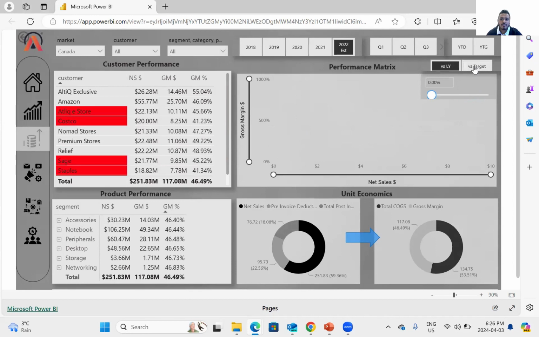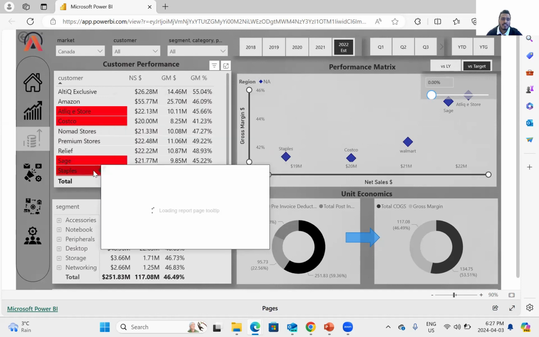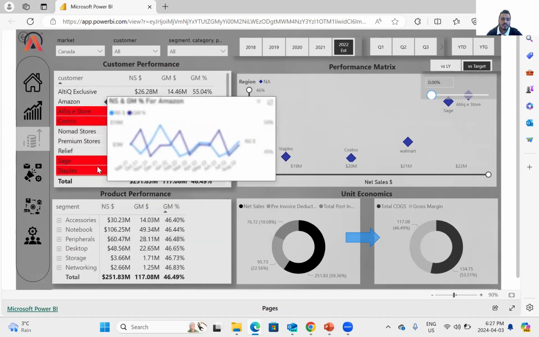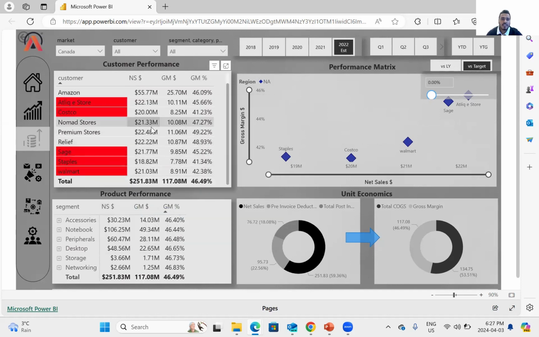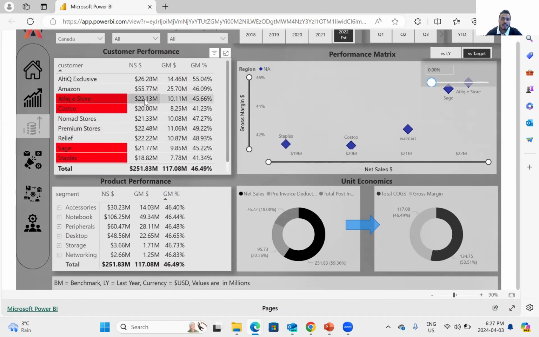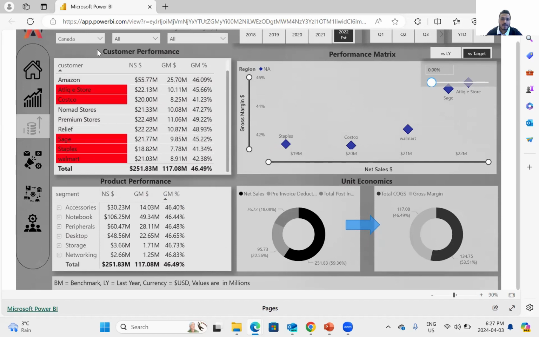Like in 2022 they gave the target, and you can see here, and I created this conditional formatting. I just created it in red, which means that these stores are not hitting the target. So that is why they are highlighted. For the Canada market, you can see here accessories, their net sales, gross margin percentage.